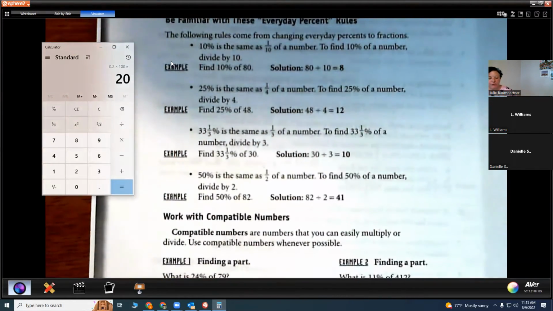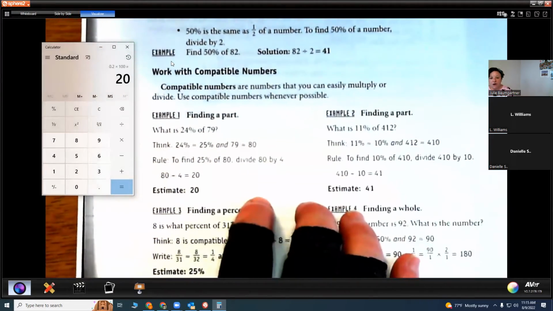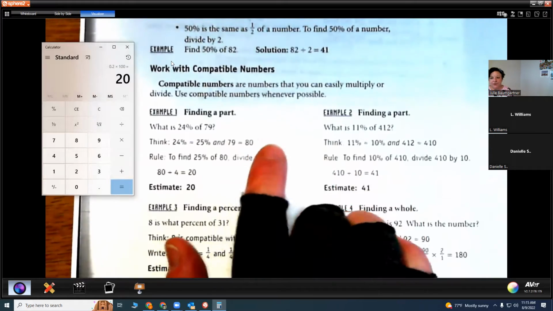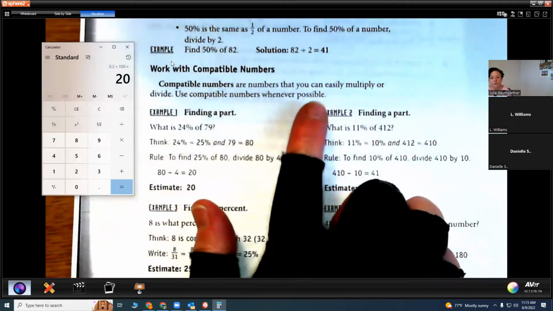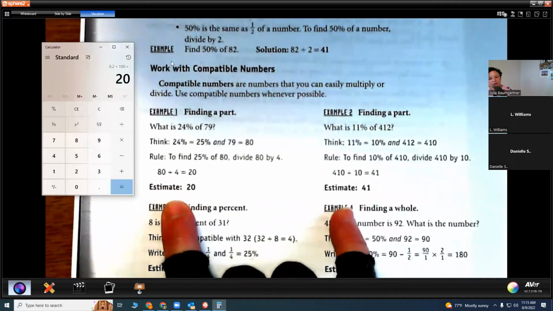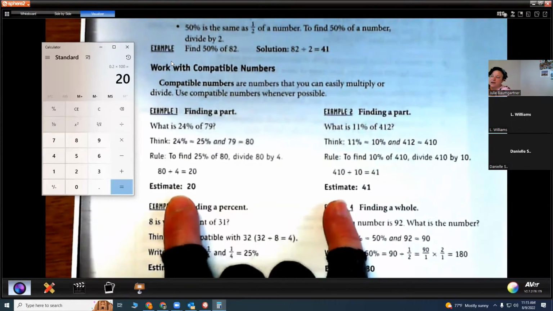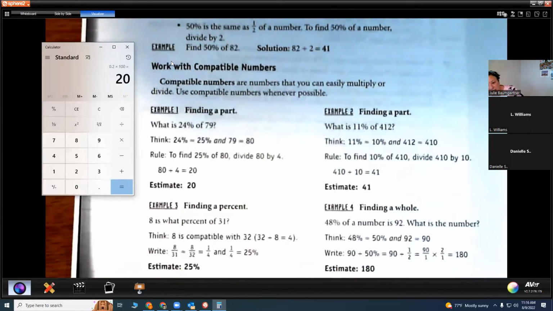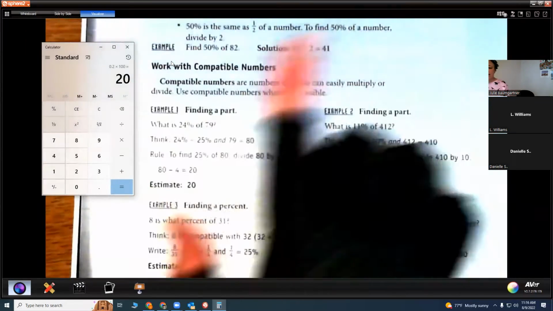So anyway, don't worry too much, but this is just that conceptual base, trying to put this in your brain and conceptualize what we're doing, okay? Work with compatible numbers. Compatible numbers are numbers that you can easily multiply or divide. So use compatible numbers whenever possible. This gives us how to estimate. Once again, if you can get efficient at estimating and using your estimate to help you find your multiple choice answer, that's definitely a strategy that people use. And like I said, it's good to always be thinking this way.